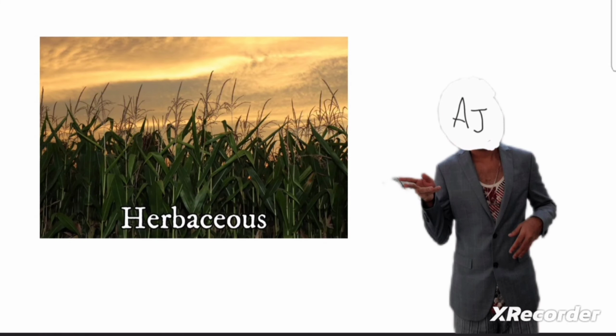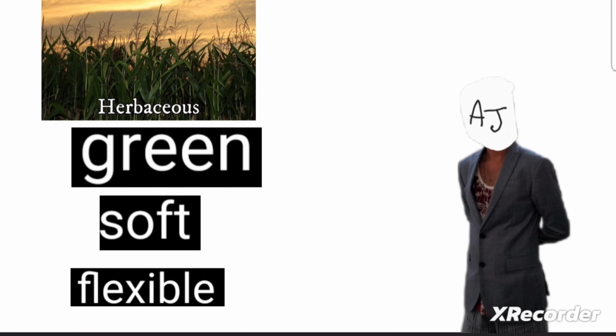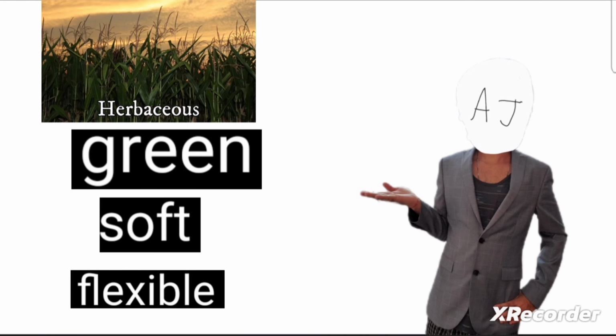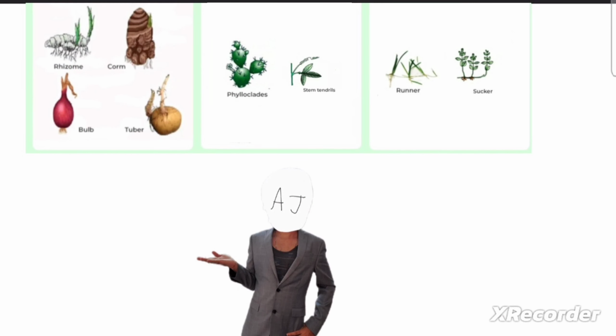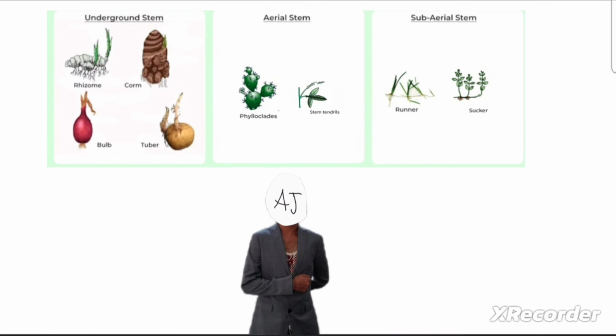Herbaceous stems are usually green and soft, and even flexible. The plants with these are usually smaller and don't usually live as long as woody plants. They're usually found on plants such as dandelions and certain types of grasses. Now, if we're not looking at the basics of stems, there are actually three other types of stems. These are underground stems, aerial stems, and subaerial stems.